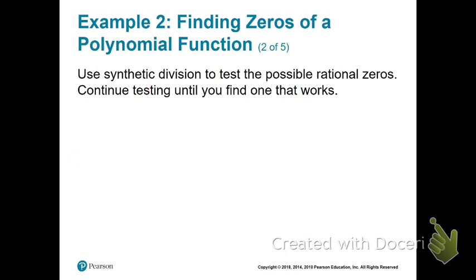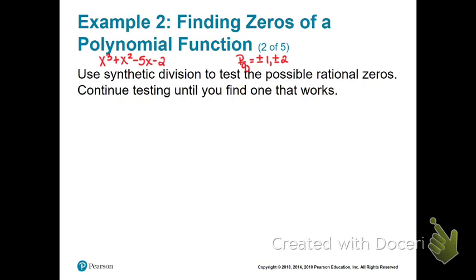Then it says we're going to use synthetic division to test the possible rational zeros. We're going to continue testing until we find one of them that works. So remember our function was x cubed plus x squared minus 5x minus 2. And we said our possible rational zeros were plus or minus 1 and plus or minus 2, didn't we? So we need to pick a rational zero. It could be any of the 4 that we have listed there: the positive 1, the negative 1, positive 2, or negative 2. So pick one and we're going to try it.